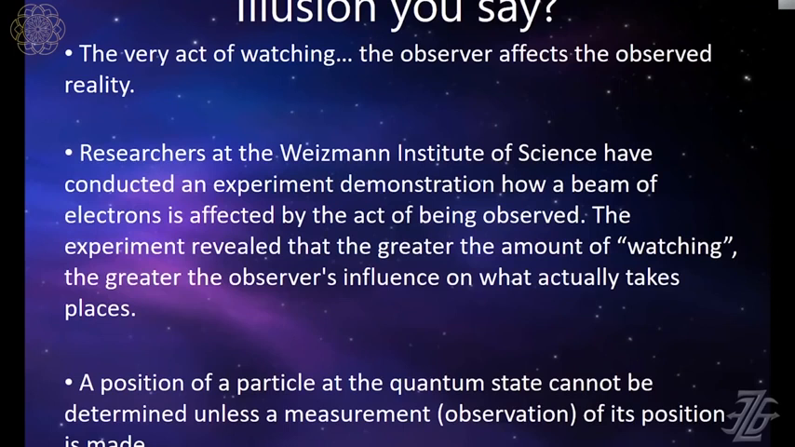The experiment revealed that the greater the amount of watching, the greater the observer's influence on what actually takes place. So the position of a particle in a quantum state cannot be determined unless a measurement of its position is made. Meaning, unless you look at the beam of light doing what it's doing, you will not be able to determine where it's going.